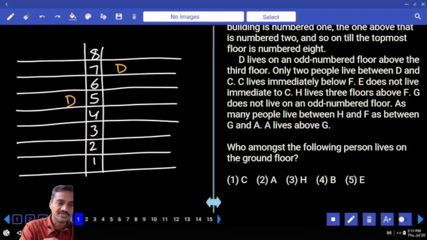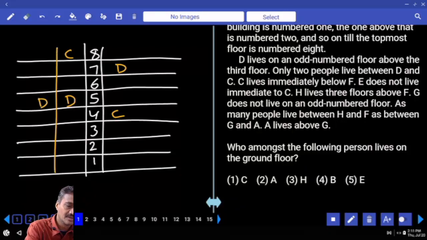Only 2 persons between D and C. Now in this case, 2 persons between D and C. Here also, 2 persons between D and C. C can be either on the 8th floor or C can be on the 2nd floor. And altogether, how many possibilities have we got? 3 different possibilities.